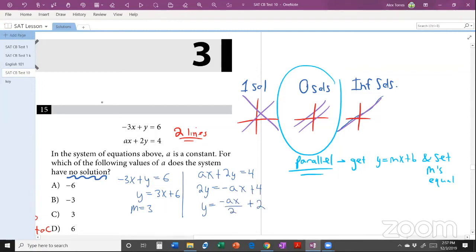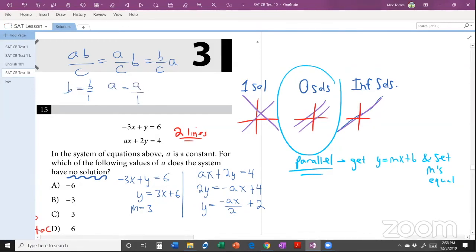Now for the ax over 2, we have to kind of know that a times b over c can also be written as a over c times b, or it could also be written as b over c times a. And the reason is because b is really the same as b over 1, or a is really the same as a over 1.